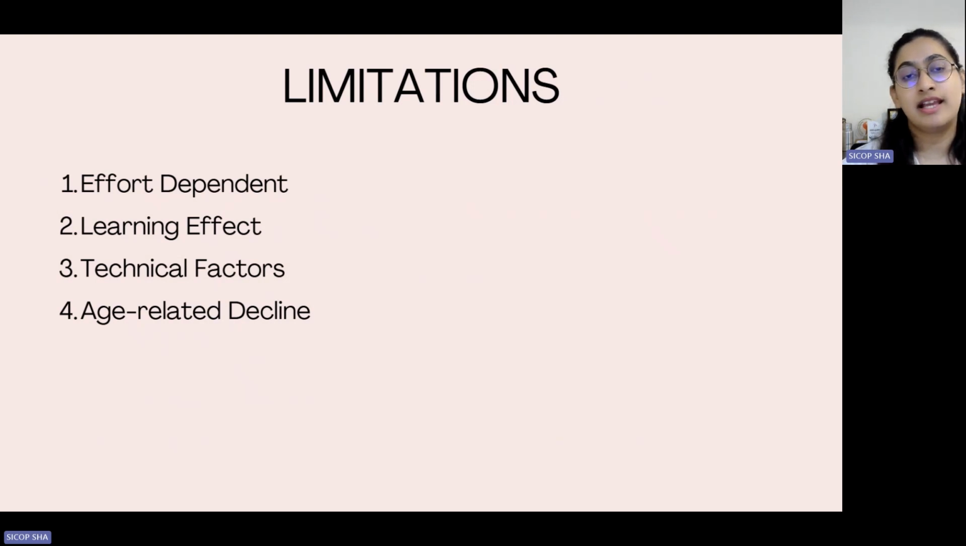Technical factors: if the pressure gauge or the manometer, as we call it, is not functioning well or has some leakages present in it, in those cases also the MIP readings might vary. Age related decline: like I've already talked about earlier, age is an influencing factor when it comes to maximal inspiratory pressure.